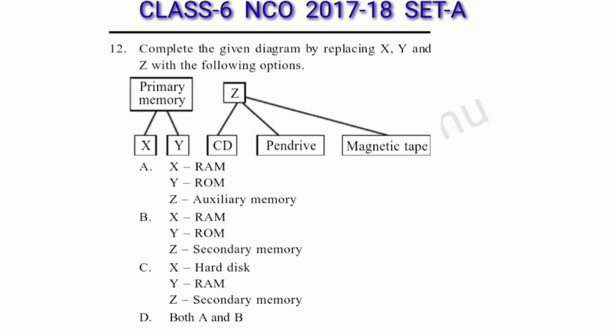Question number 12. Complete the given diagram by replacing X, Y and Z with the following options. Primary memory, X and Y. Primary memory are of two types, that is RAM and ROM. Option A and B both are having RAM and ROM. So primary memory and the other one is secondary memory, which is also called auxiliary memory. So Z could be auxiliary memory or secondary memory. So the answer will be option D, that is both A and B.